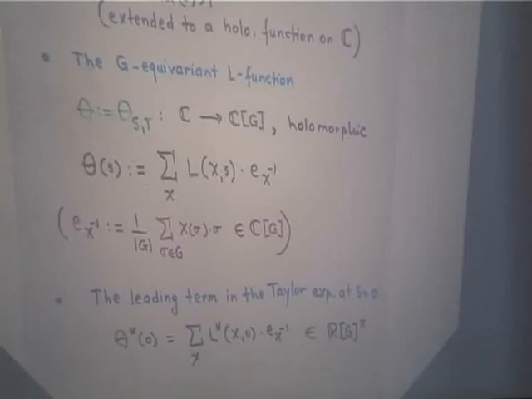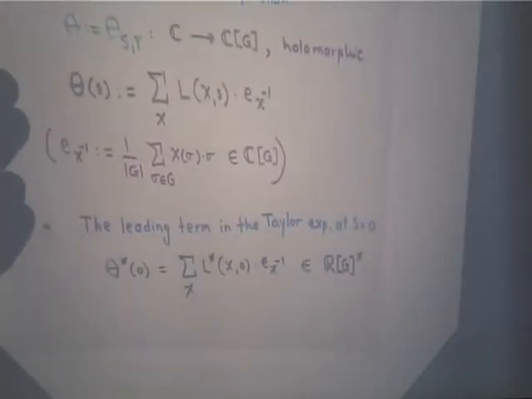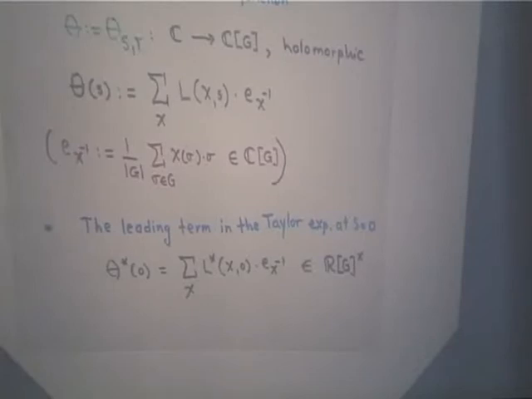So you should think of this as a holomorphic function on the complex plane, but taking values inside C bracket G, where C bracket G should be thought of as finitely many copies of C. Cardinality of G many copies of C. What we are interested in, and this is where the special values come into the game, is the leading term of the Taylor expansion of this function at s equals 0. So I'm looking at all these individual L functions, I'm expanding them at s equals 0, and I'm taking the first non-vanishing coefficient for each of them.